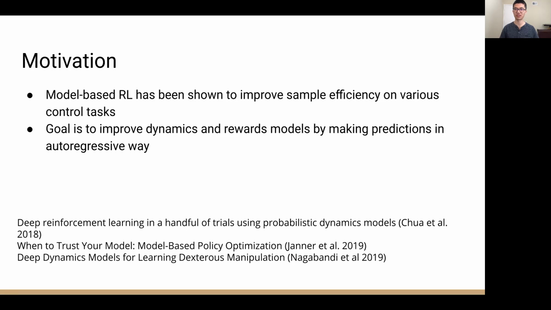Model-based RL has been shown to achieve impressive performance on real-world tasks and improve the sample efficiency on a variety of different control tasks. In this work, our goal is to further improve these dynamics and reward models by making predictions in an autoregressive way.